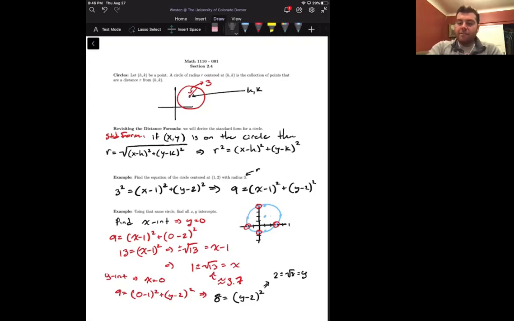All right, so that's it for circles right now. The important takeaway is what the standard form of the circle is and its connection with the distance formula. Both of those are crucial.